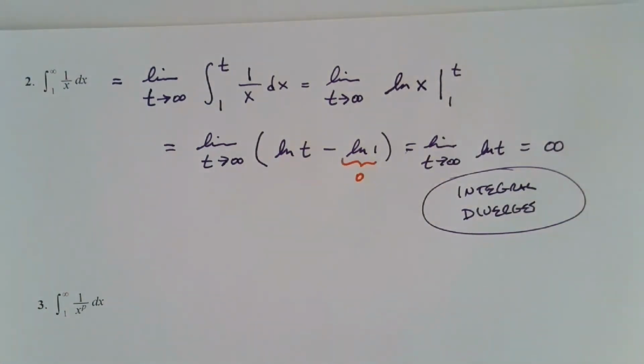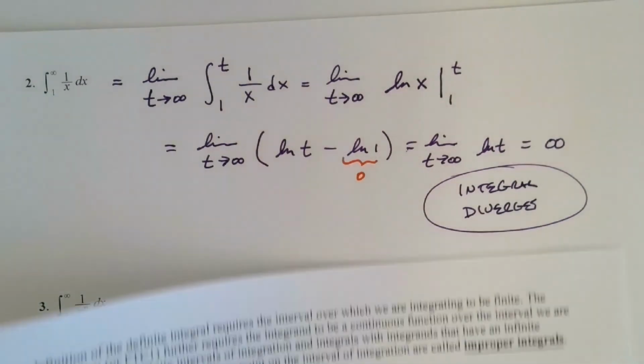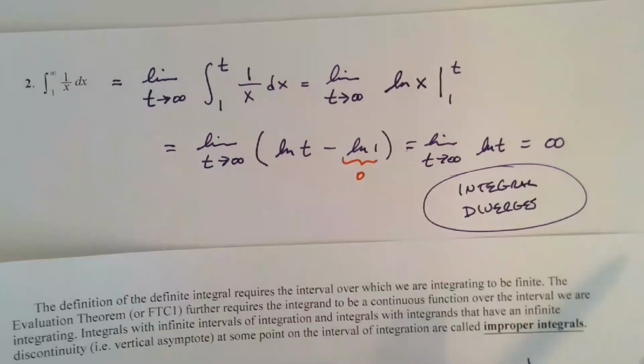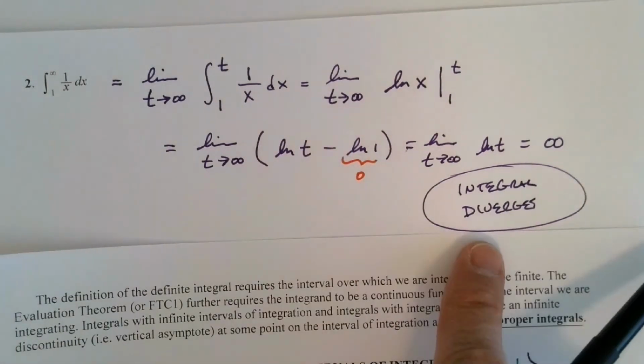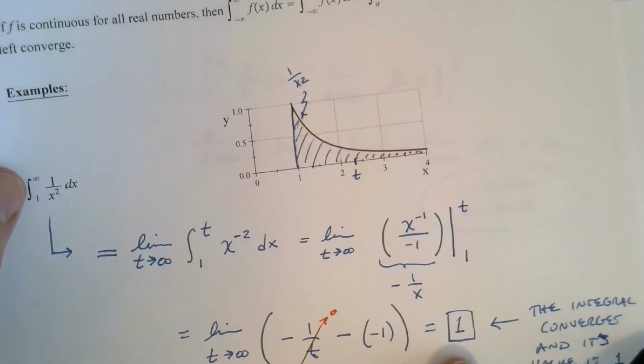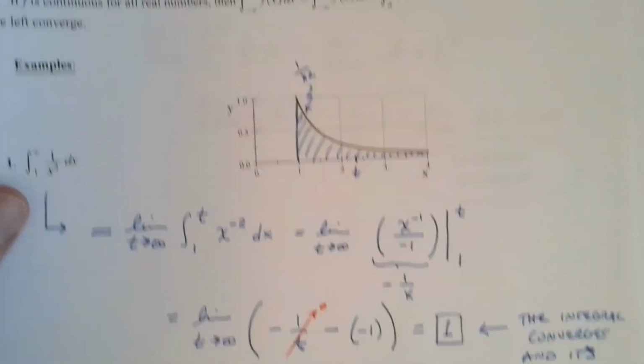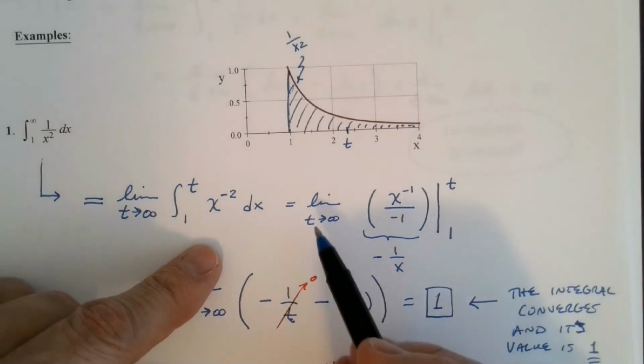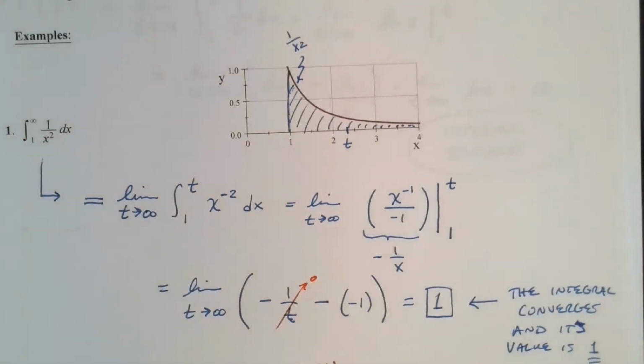Now, I want you to take a look at this situation here. So this is the graph that we did. This integral of 1 over x from 1 to infinity diverges. The integral from 1 to infinity of 1 over x squared converged, remember, and its value was 1. So let's take a look at this. Here's the graph of 1 over x squared. What would the graph of 1 over x look like?